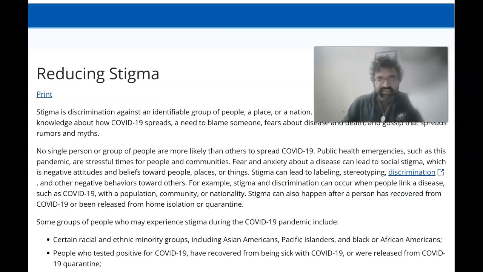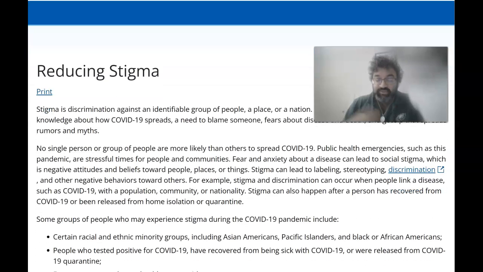And you'll see here it's COVID-19, but similar things took place when we were going with HIV and trying to understand it, and it was associated with people with a certain sexual orientation, even though it was quite common in the general population. So understanding, instead of stereotyping, discriminating, stigma, and other negative behaviors toward others, instead understand the reasons behind the stigma.